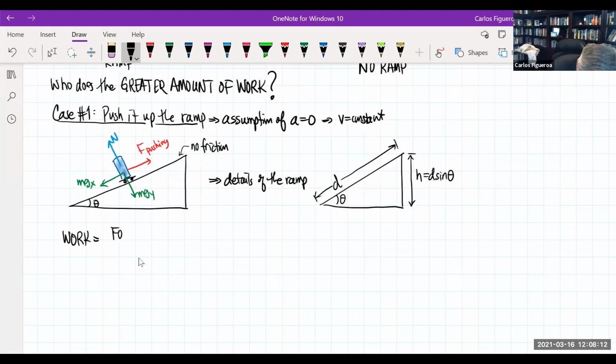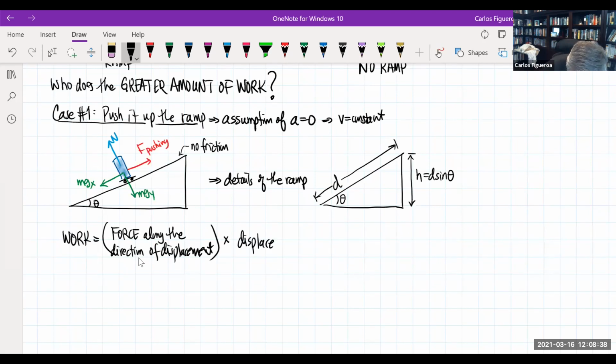So this is the force along the direction of displacement, because I'm moving the full displacement, if I want to say that. And then I have to multiply this by the displacement. So that's what I mean by this picture here. And in this situation, this is what I'm calling case number 1.